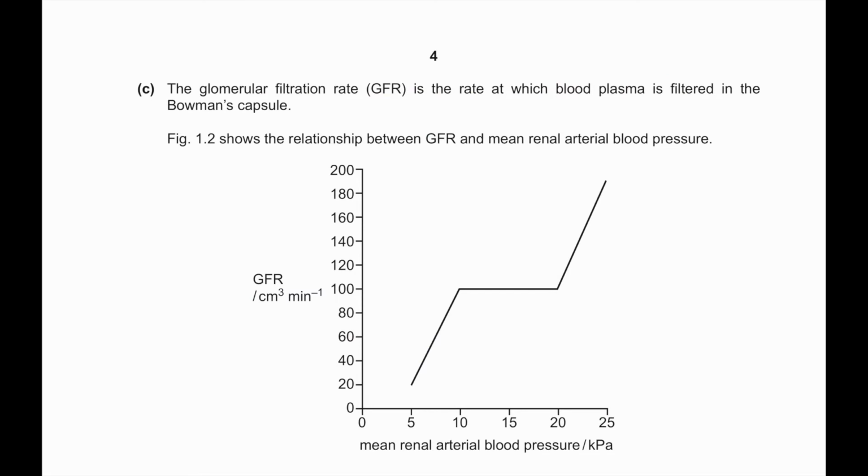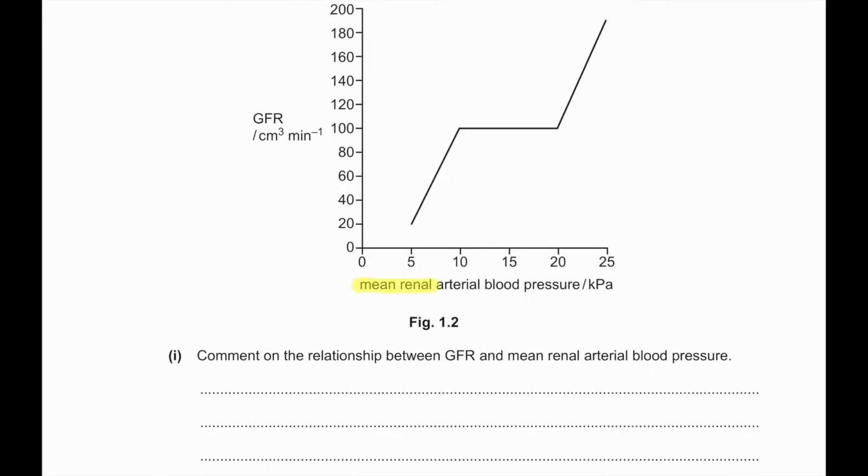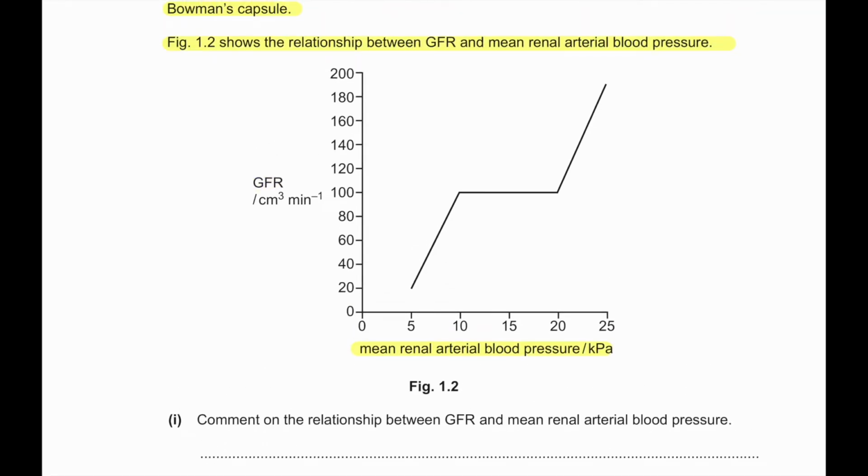Part C. The glomerular filtrate rate, or GFR, is the rate at which blood plasma is filtered in the Bowman's capsule. Figure 1.2 shows the relationship between GFR and mean renal arterial blood pressure. The mean renal arterial blood pressure, as it increases, the GFR at first increases from 5 to 10 kPa, which then increases up until 100, and then it plateaus up until 20, and then it increases again.